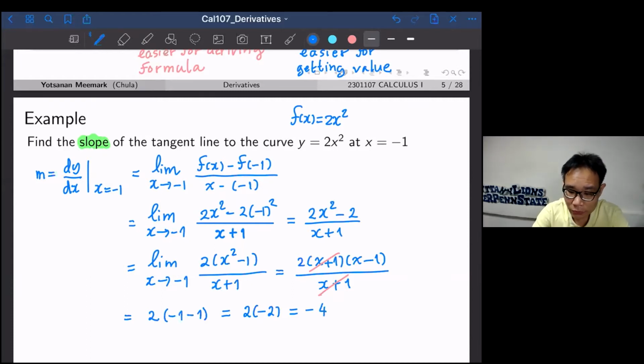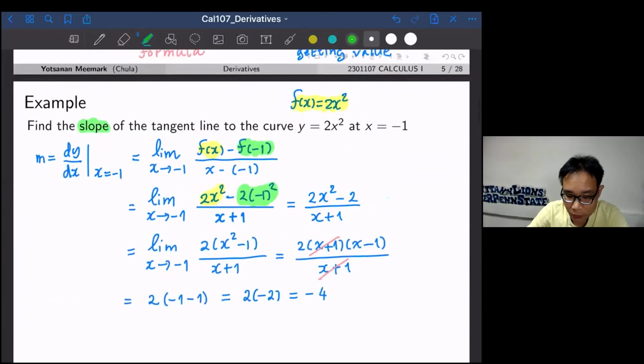So you see the procedure: you first have to memorize this formula, and you plug in f(x), which is 2x squared, and you have f(-1) on top. And then you simplify by using the factoring technique that we used for finding limits before. So this one is not that hard to do.